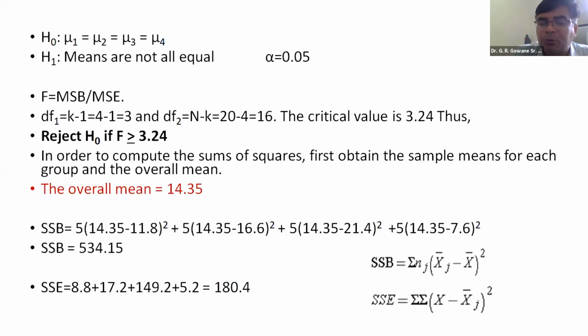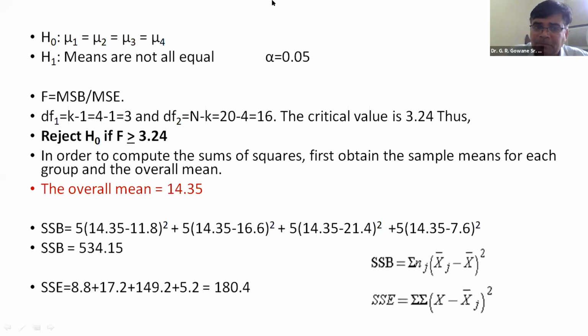So our null hypothesis was there is no difference between the means of treatment 1, 2, 3 and control. Okay. So we said that their means are almost equal. However, we also had an alternate hypothesis where we said that means are not equal. Okay. How to obtain the F test? F test is MSB upon MSE.